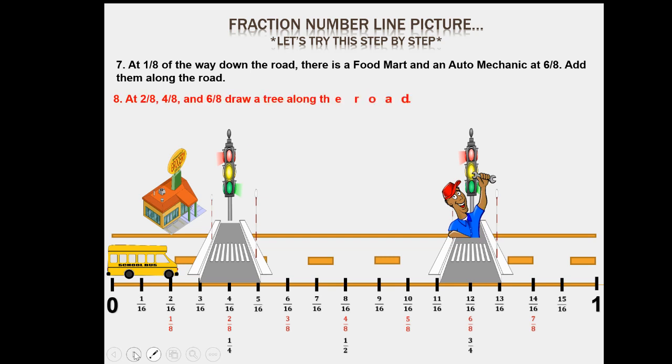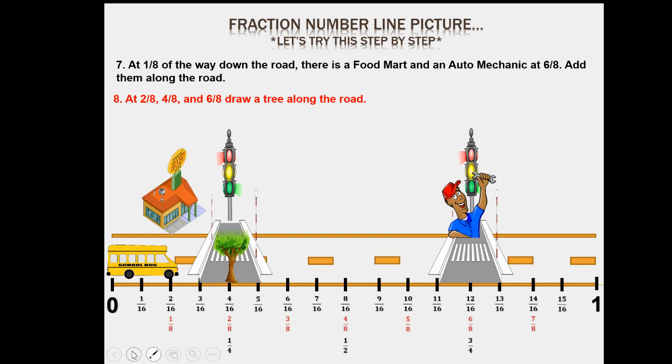So number 8, at 2/8, 4/8, and at 6/8, draw a tree along the road. So as you can see, 2/8 is equivalent to 4/16 and also equivalent to 1/4. 4/8 is equivalent to 1/2 and equivalent to 8/16. And 6/8, that's equivalent again to 12/16 and to 3/4. So we have our tree.